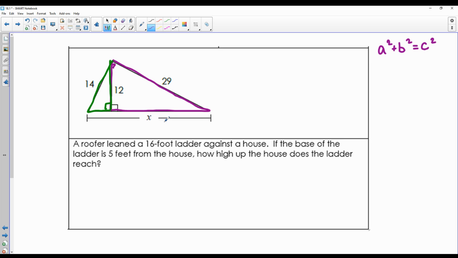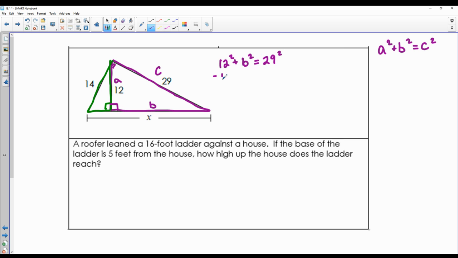So looking at the purple triangle, notice here's my right angle. So if I go across from that right angle, that is my side C. So let's just call this one A, this one B. So we're trying to find that B. So again, for the Pythagorean theorem, we're just going to say A, or 12 squared, plus B squared, is equal to C, or 29 squared.